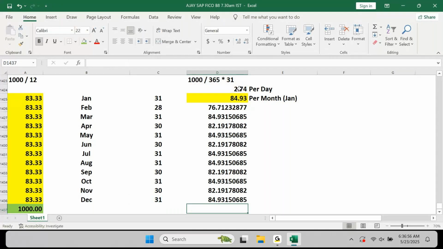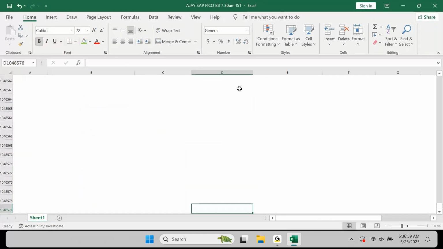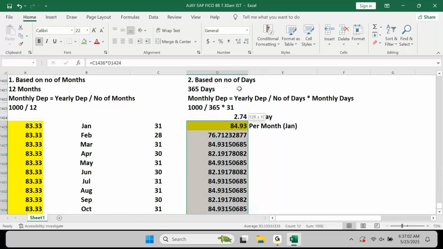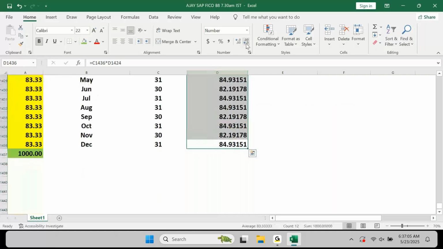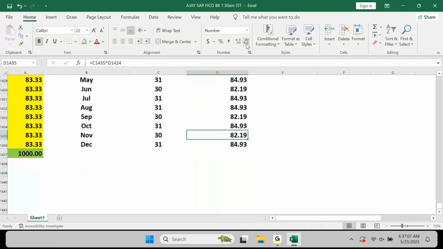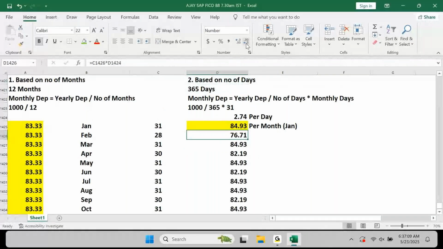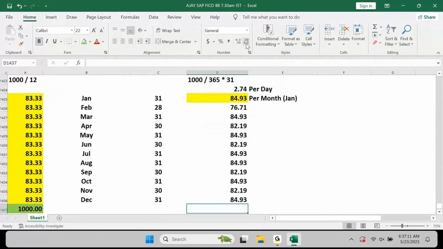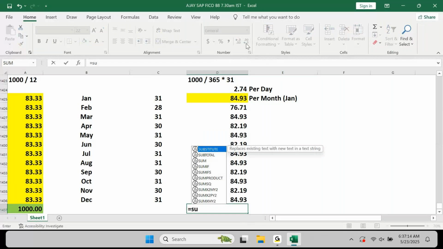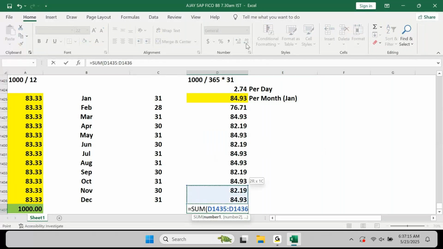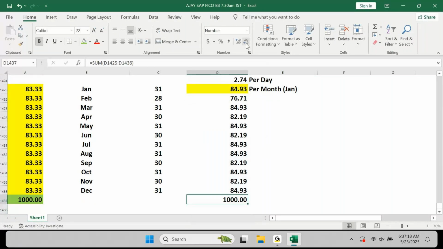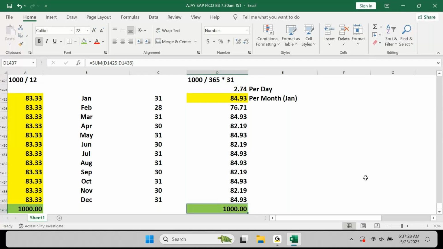Now we need to make sure all these are in two decimals only. Take this into two decimal because in INR there are only two decimal. Now do a total for this, equal to sum from here until here. Is this exactly 1000 again? Any difference? Any increase or decrease happening in the depreciation? No.